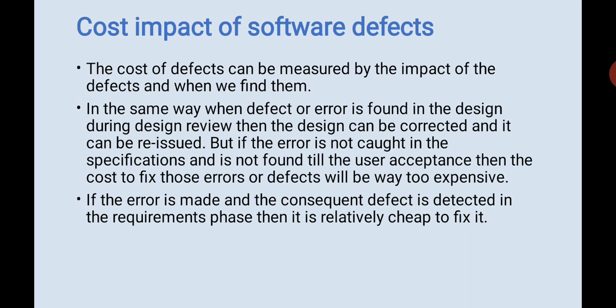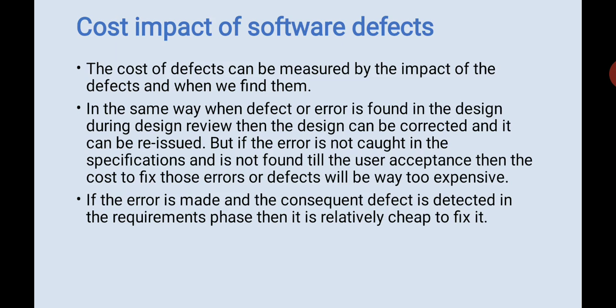Next topic we come to cost impact of software defects. Okay, see, the cost of defects can be measured by the impact of the defects when we find them. In the same way, when defect or error is found in the design, that is during the design review, then design can be corrected and it can be reissued. But if the error is not caught in the specification and is found till the user acceptance, then the cost to fix these errors or defect will be way too expensive, right? So it will become very costly if you detect the error in the later stages.